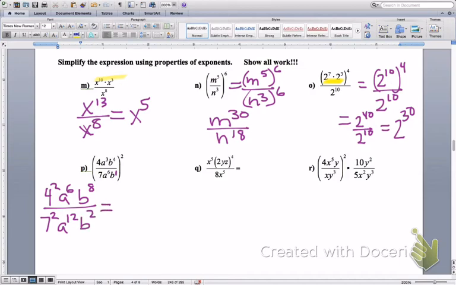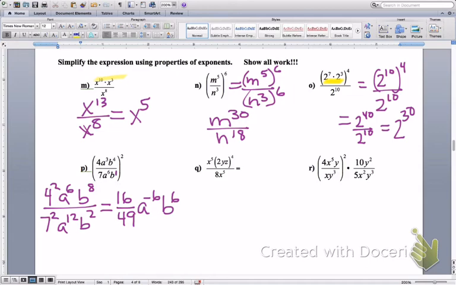Now we're going to use the quotient rule to simplify and just square the numbers. So it's going to be 16 over 49. A is going to be 6 minus 12, which is negative 6. B, 8 minus 2, quotient rule again. We're going to get 6. All right, let's go ahead and move on to Q.